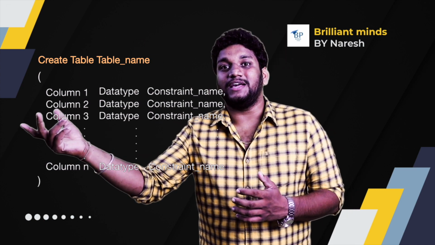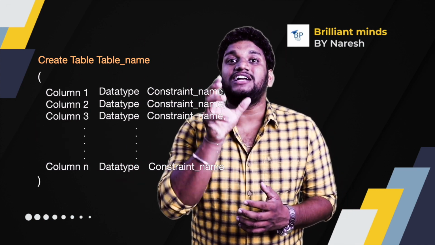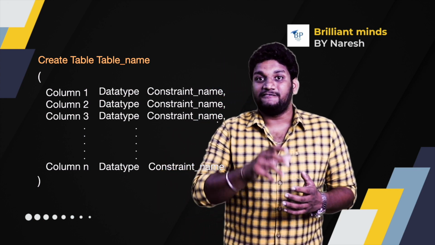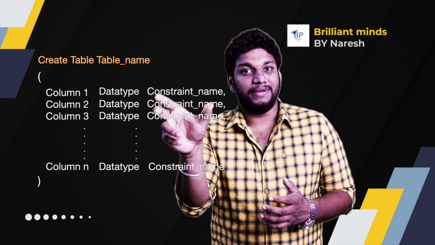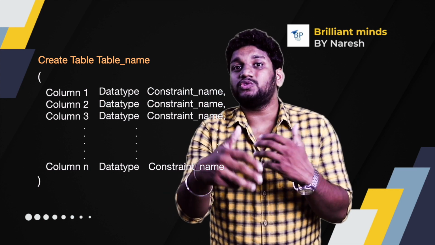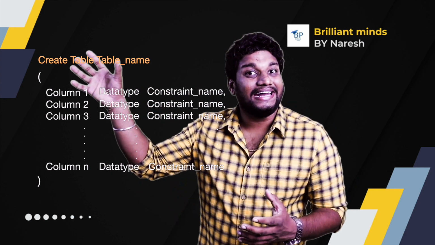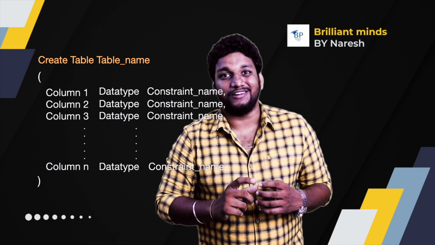Next to column names, you'll be adding data types for that particular column. For column 1, you'll be giving a data type. For column 2, you'll be giving a data type. In this way, you'll be adding the data types for those particular columns.